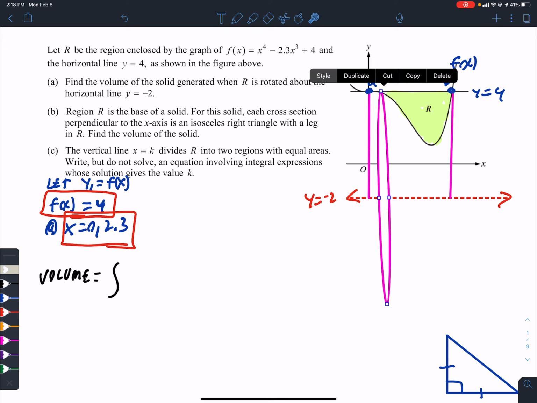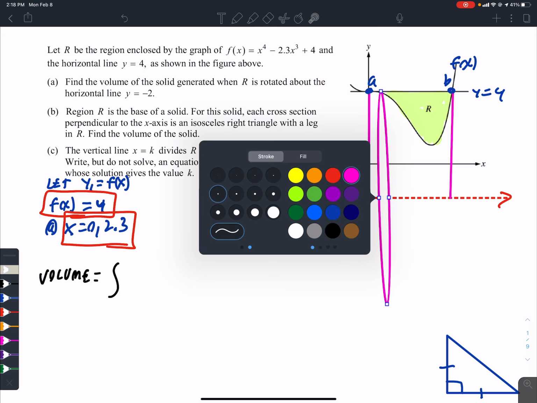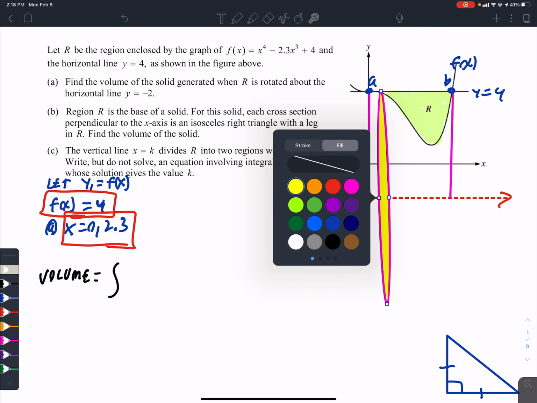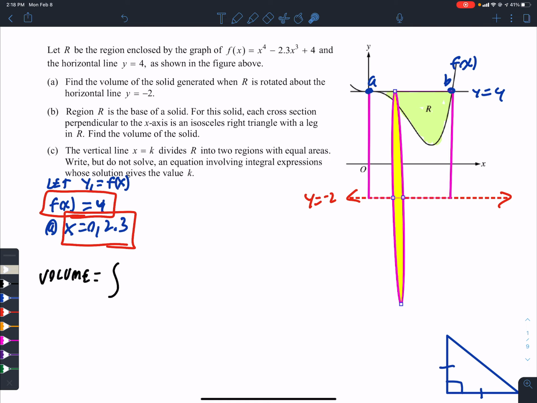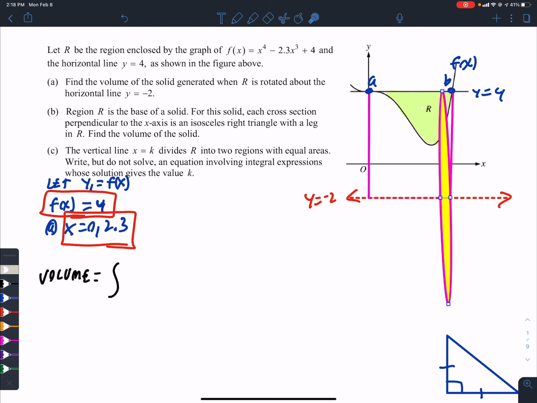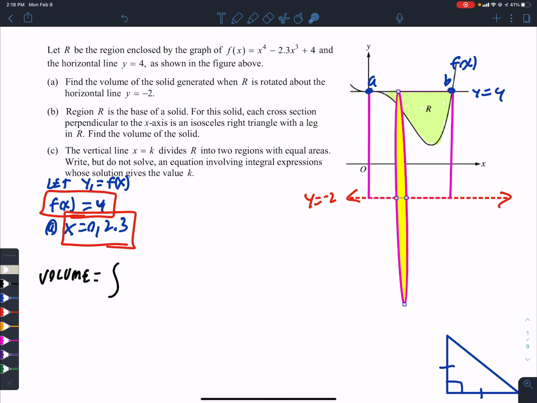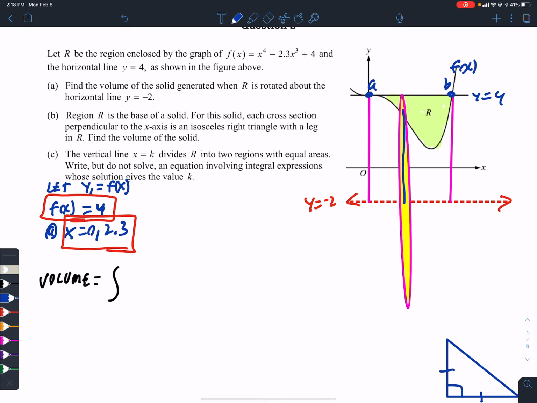Now let me fill these with a color. I think yellow. Oh, that's the wrong one. Let me start with that. Fill with yellow. So there is our disks. Now, as you can see, as I go across, they're all the same size, because that farther one is always constantly 4. So that's what it's going to look like. Our radius for that always goes from the axis of rotation to the furthest graph. Okay, I'm going to call this one R1.